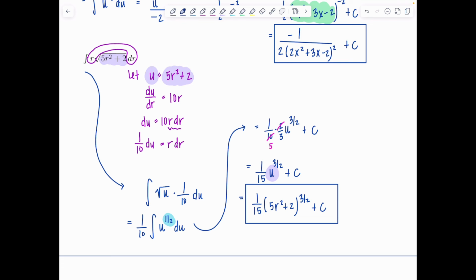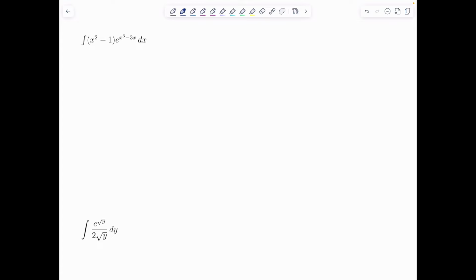Let's keep practicing. We have integral x squared minus 1 times e raised to the x cubed minus 3x dx. So just take a guess what you think u should be. Write it down and then take its derivative. If you don't see the derivative in the integral somewhere being multiplied, then that was the wrong choice.